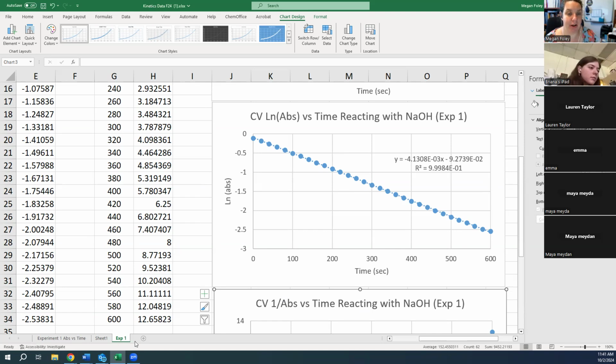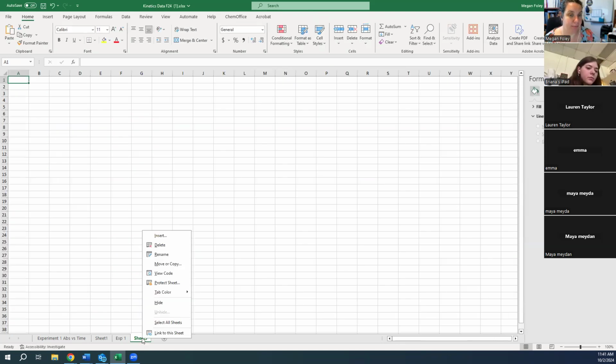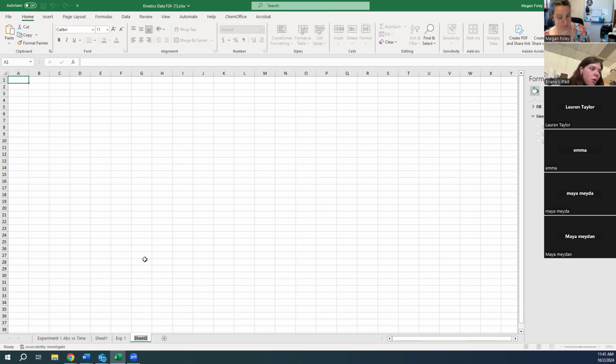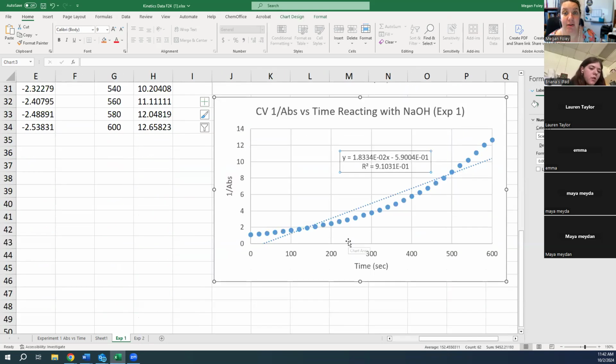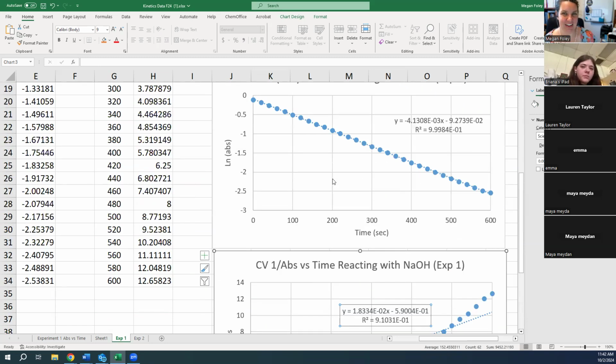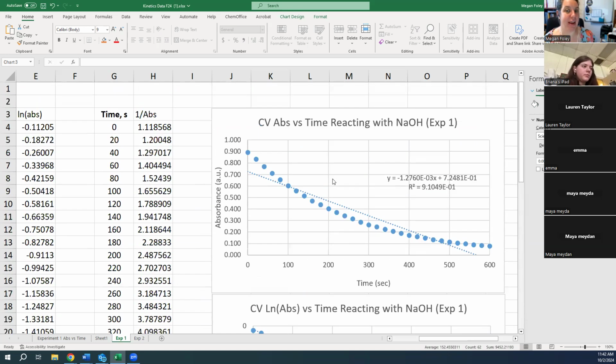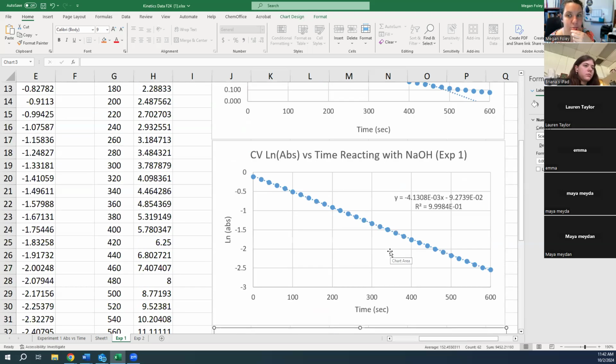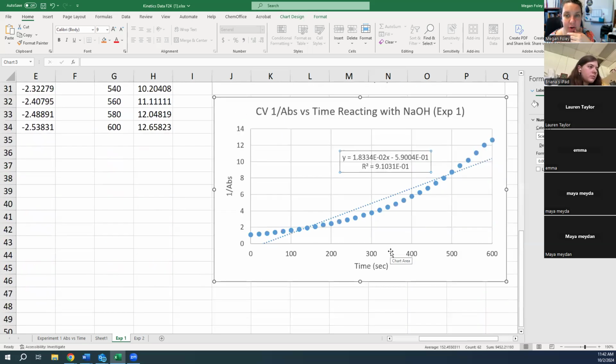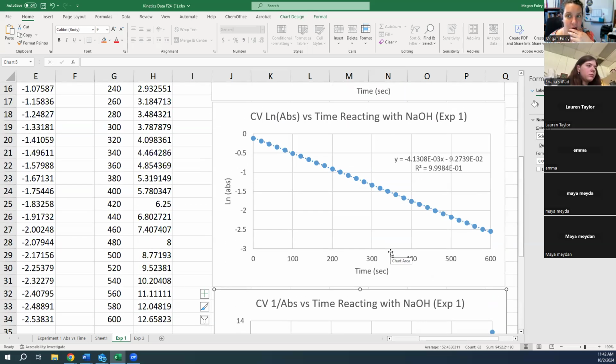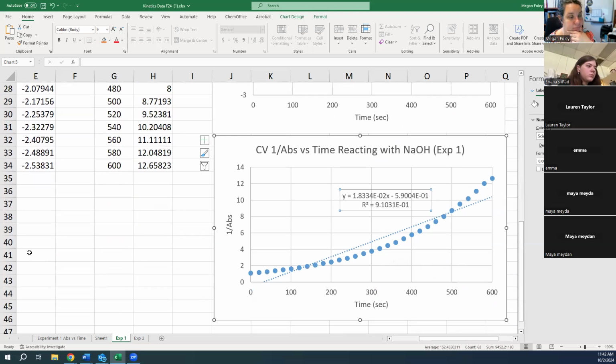Okay. So I'm going to go ahead and make another sheet. What was the title of the last graph? I named it the same thing, but 1 over absorption. Thank you. So we just include what we did, because these are all the same thing. We're looking at all the same data, we're just changing what our y-axis is. And like I said, these are what your graphs should look like at the end.